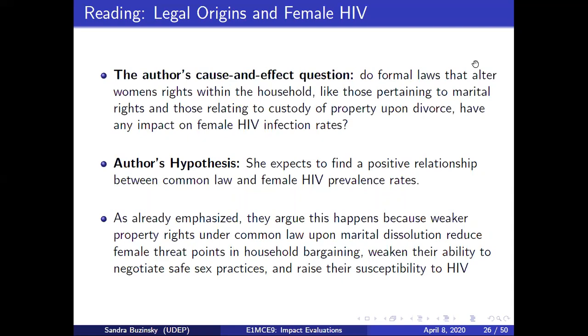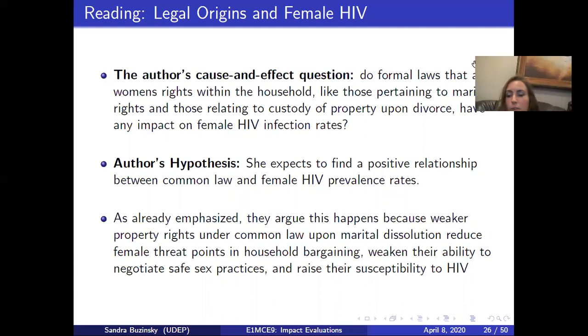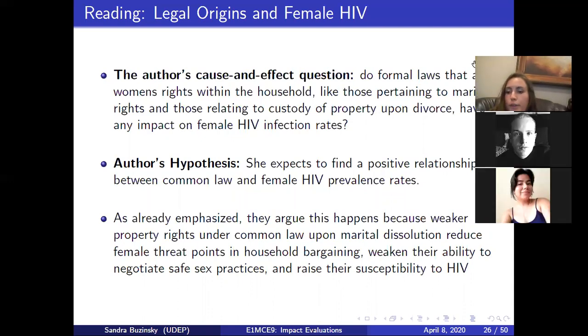So she expects to find a positive relationship between common law and female HIV rates. That's because in areas that are common law, we saw women had less power in the household. So she expects that HIV rates will be higher because women can't protect themselves as much. Maybe the husband is more likely to have sex outside the marriage, or more likely to force her to have sex without protection, or other reasons. So they can't really negotiate safe sex practices as well, and therefore they're more likely to be infected.